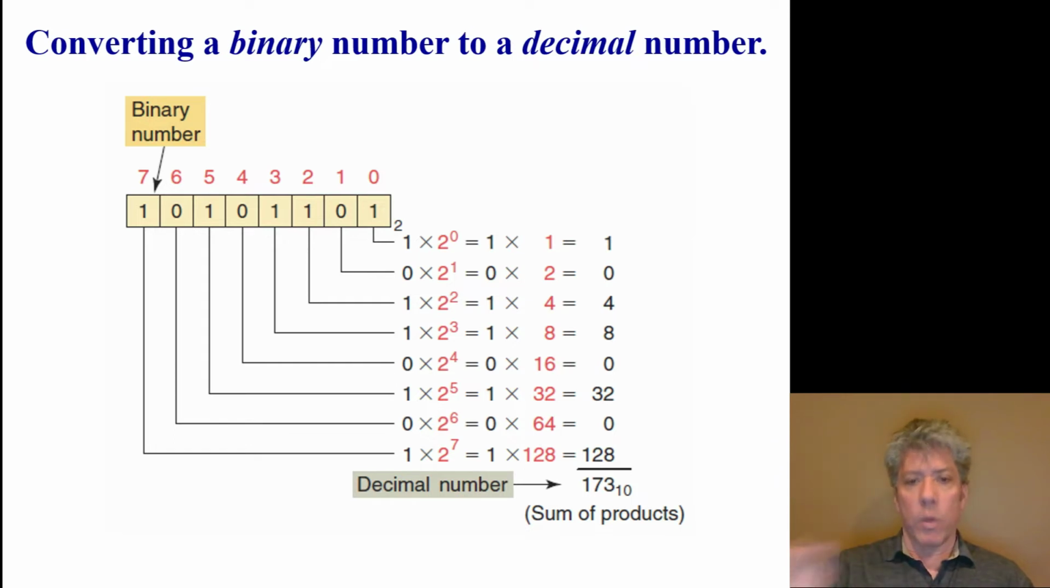1 times 1 we get a 1, 0 times 2 we get no 2's, 1 times 4 we get a 4, 1 times 8 we do get an 8, 0 times 16 we don't get a 16, that contributes 0 to the sum. 1 times 32 we do get a 32, we don't have any 64's, and we do have a 128. Add up that whole column, and this number, which is a binary number in base 2, you see the subscript on the right, in decimal is 173. So it's just the sum of the products is all it really is. Okay, so you can convert from binary into your decimal equivalent.